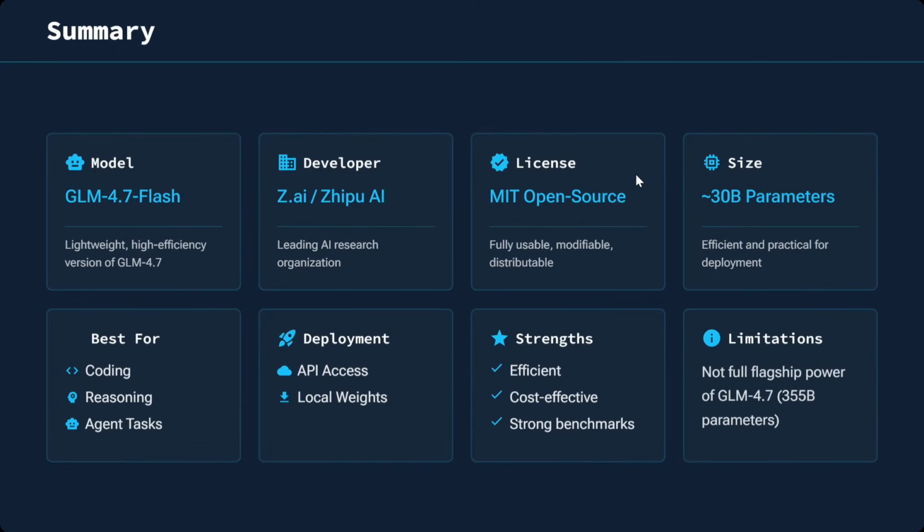Summarizing it all, GLM 4.7 Flash is here to stay. A pretty good model in the mid-size arena. Developed by Z.ai, MIT open source, and 30 billion parameters. So, what are you waiting for? Start using it on Hugging Face.